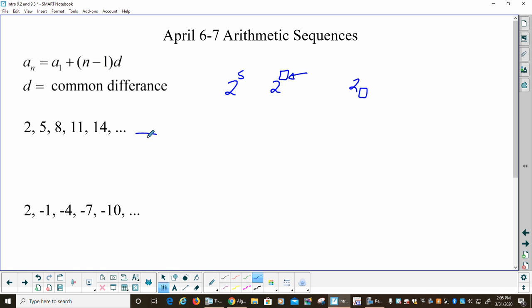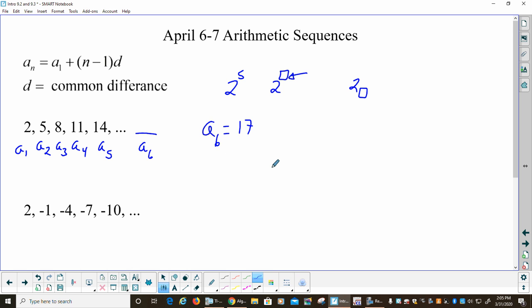So they would say, give me the 6th term in the sequence. How you write that is A sub 1 is the first term, A sub 2 is the second term, and so on. So this would be the 6th term in the sequence, A sub 6. So they could say, give me A sub 6. Just looking at this pattern, you can see it's increasing by 3 every time. So A sub 6 would be 17.